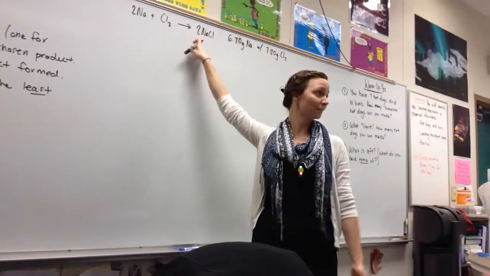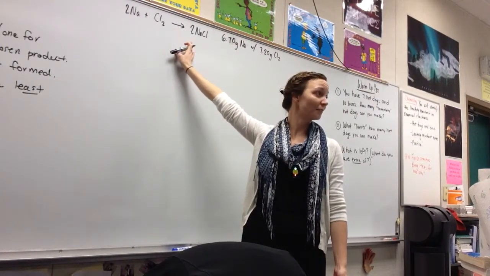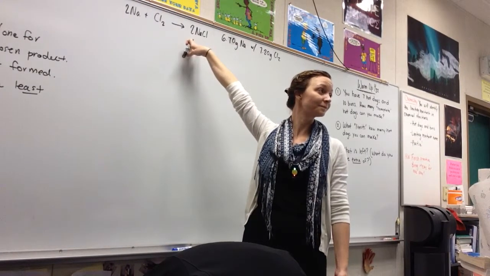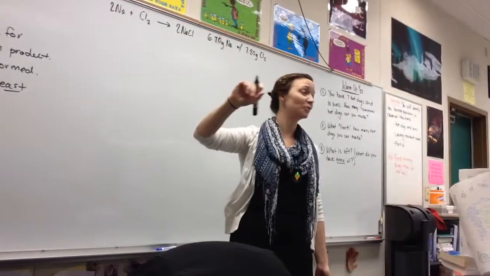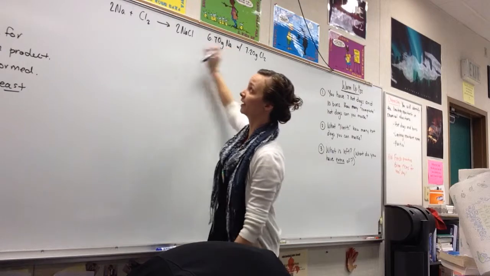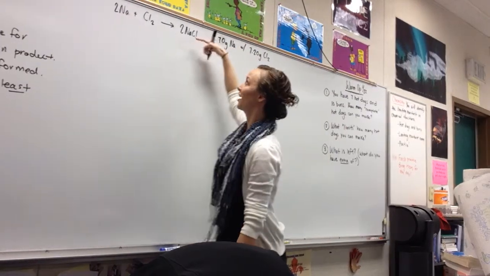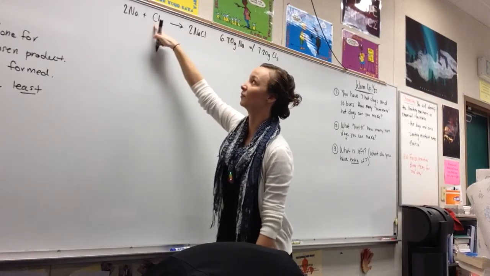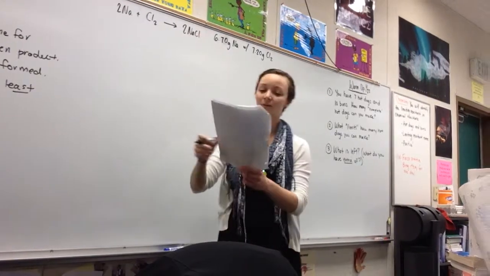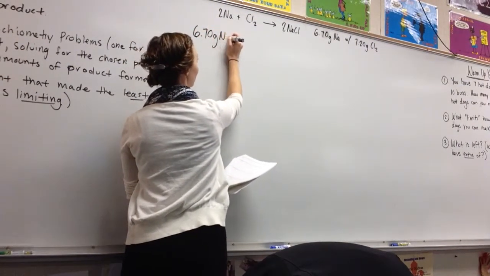Step 1, done. Step 2, we're going to do 2 stoichiometry problems, one starting with the Na, starting with a given amount of this to figure out how much product we can make, and then starting with a given amount of this to figure out how much product we can make. So here comes the actual math part. And so 6.70 grams of Na.